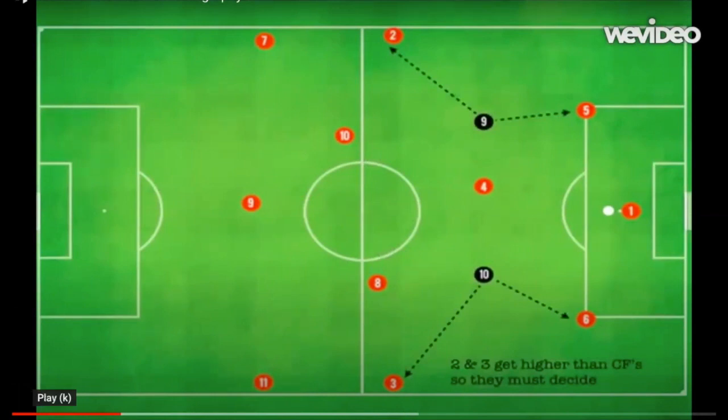So by pushing the two fulls forward, we're making their forwards make a decision. Do they press on the 6? Do they press on the 3? Do they stay in the middle? What do they do? So that's why we're pushing the 2 and we're creating gaps in behind them.